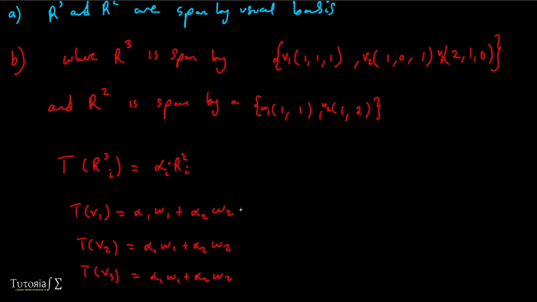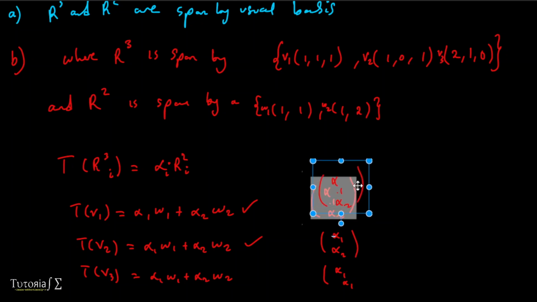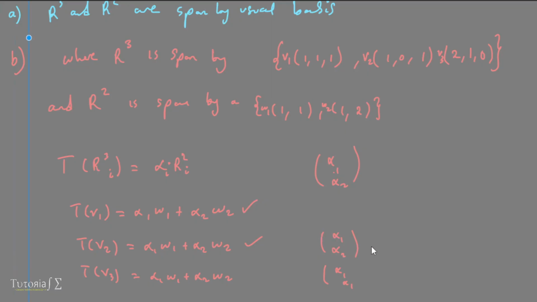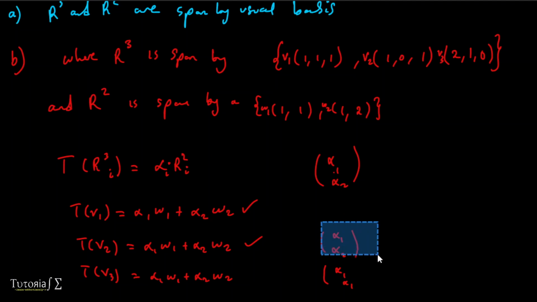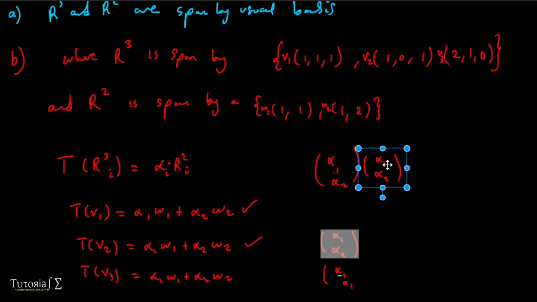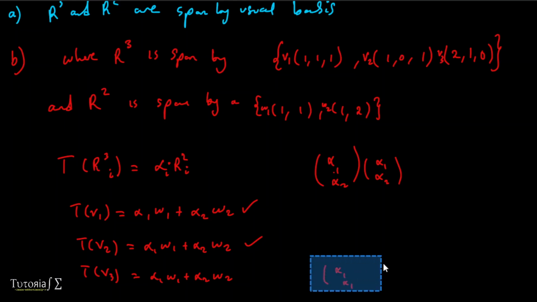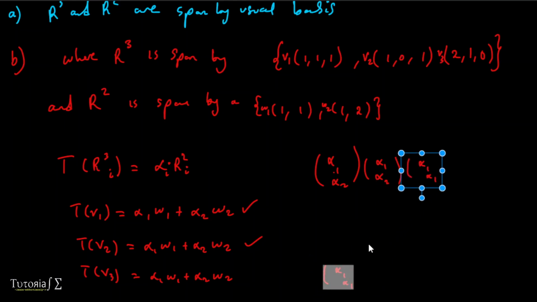So from this set, you will find the values of alpha 1 and alpha 2. From here, you find the answers for alpha 1, alpha 2. From here, you find the values of alpha 1, alpha 2. Then you write these as column vectors. So the first column will be this one, you write it like that. Then the second column will be this one, you write it there. Then the third column will be this one, you write it like that.